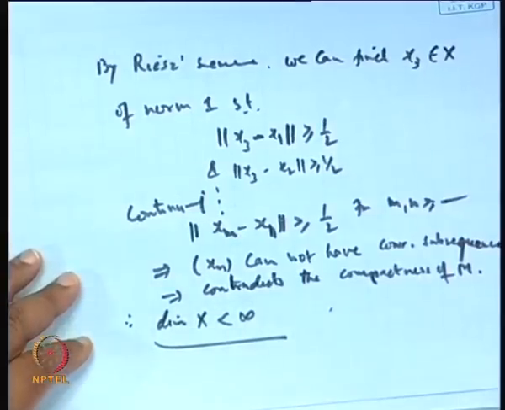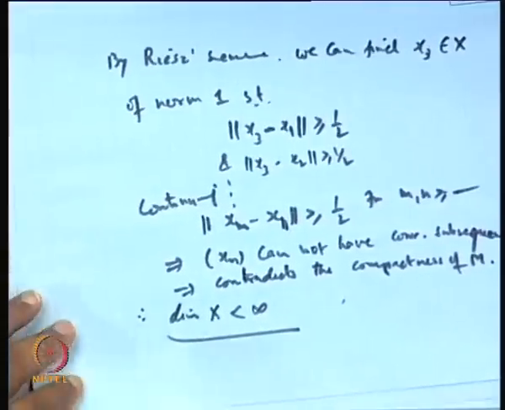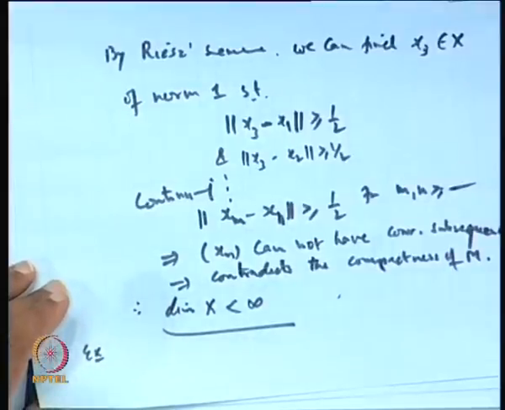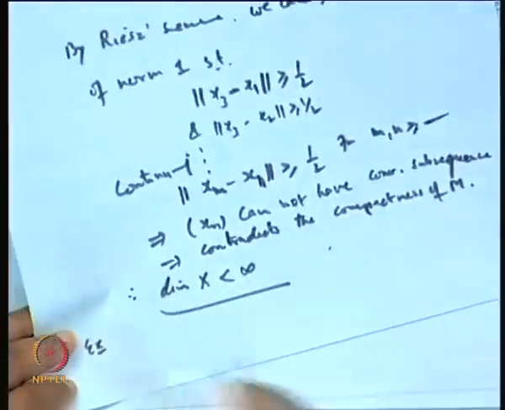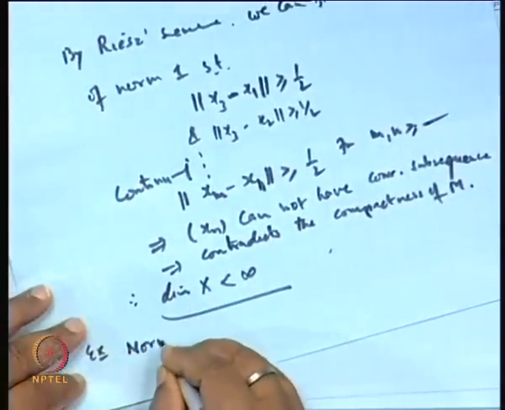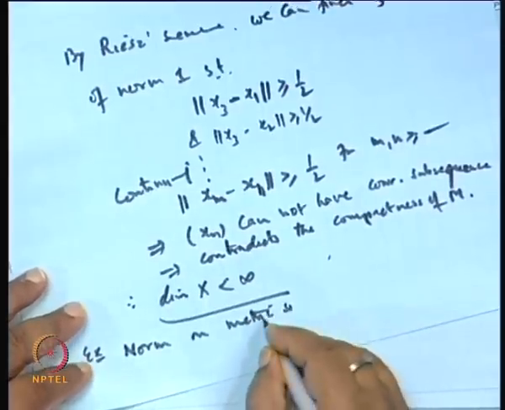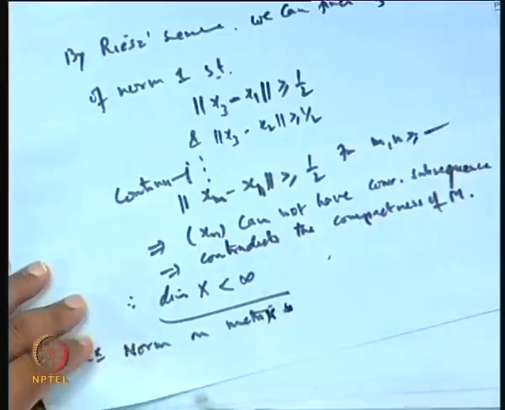Okay. So, now there are certain problems which we will discuss here. Are R n and C n compact or not? Let us see a few problems here. As we have discussed last time, there were some examples of norms, norm on a matrix space. Let us see just one or two.